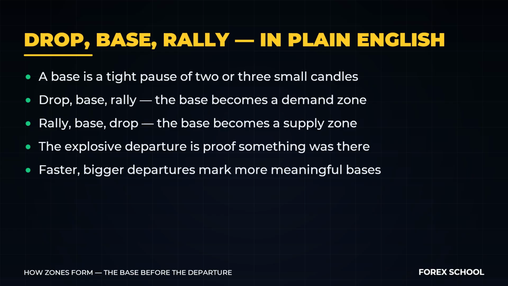When the market drops, bases, then rallies, that base becomes a demand zone, a shelf of unspent buying. When it rallies, bases, then drops, the base becomes a supply zone. In plain English, the base is where the business was done, and the departure is the receipt. The bigger and faster the departure, the more seriously traders using this framework treat the base it launched from.